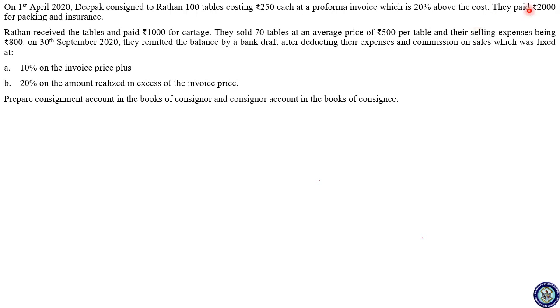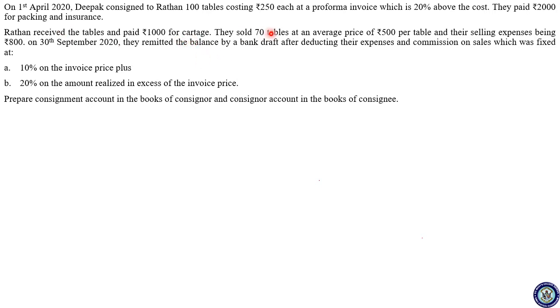They paid 2,000 for packing and insurance. Who is they? Here they means Deepak paid. He consigned the goods at 250 with an invoice price of 20% above cost, and 2,000 was paid. Ratan received the tables and paid cartage of 1,000. What is cartage? Cartage means the money paid to bring the goods. It is nothing but transportation cost, the money you pay for any cart or vehicle to bring the goods. That is cartage.